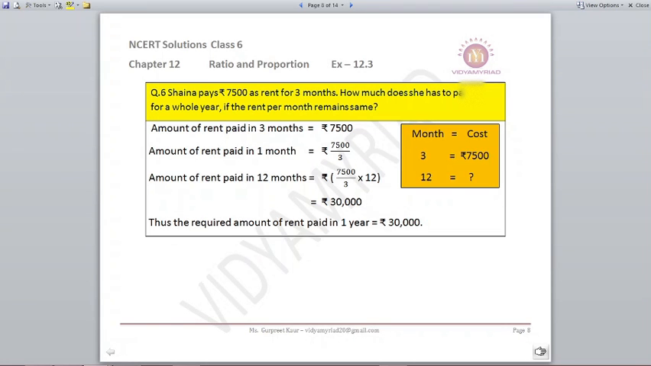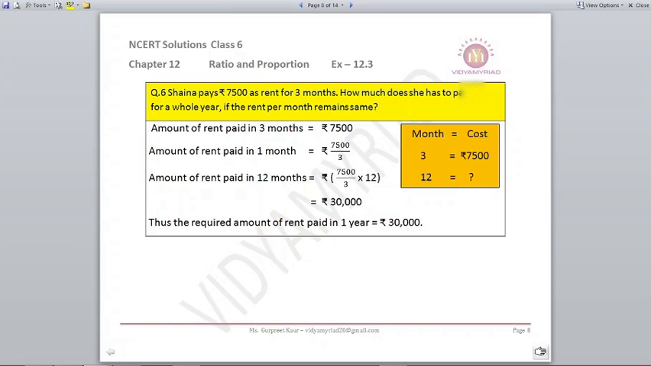Question number 6. Shaina pays rupees 7500 as rent for 3 months. How much does she have to pay for the whole year if the rent per month remains the same? So that means we have two criteria, month and cost. For 3 months, the cost is rupees 7500. Now for the whole year we have to find out.